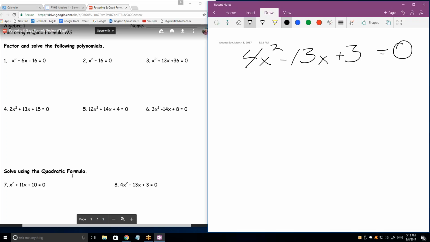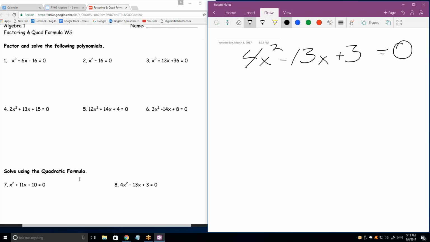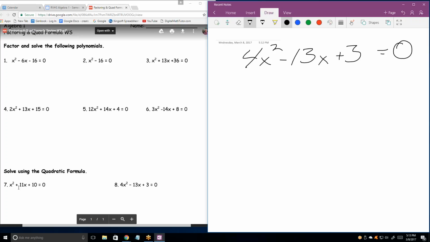Since it said solve using the quadratic formula, I'm not even going to attempt to factor it. Number 7, I was actually able to factor. I didn't have to use it. Generally, you only use the quadratic formula if you have to. In other words, if you can factor it in a normal way, then the quadratic formula is the far harder way to do it. Unless the problem specifically says use the quadratic formula.